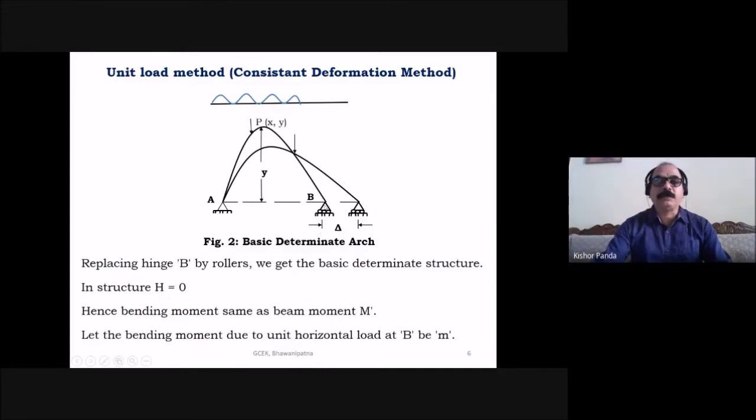Here H is equal to 0. There is no horizontal force. Hence the bending moment is the same as the beam moment, m dash. So the bending moment is also the same as the beam moment m dash. Let the bending moment due to unit horizontal load at B be m. So due to the unit horizontal load, the bending moment is equal to m.